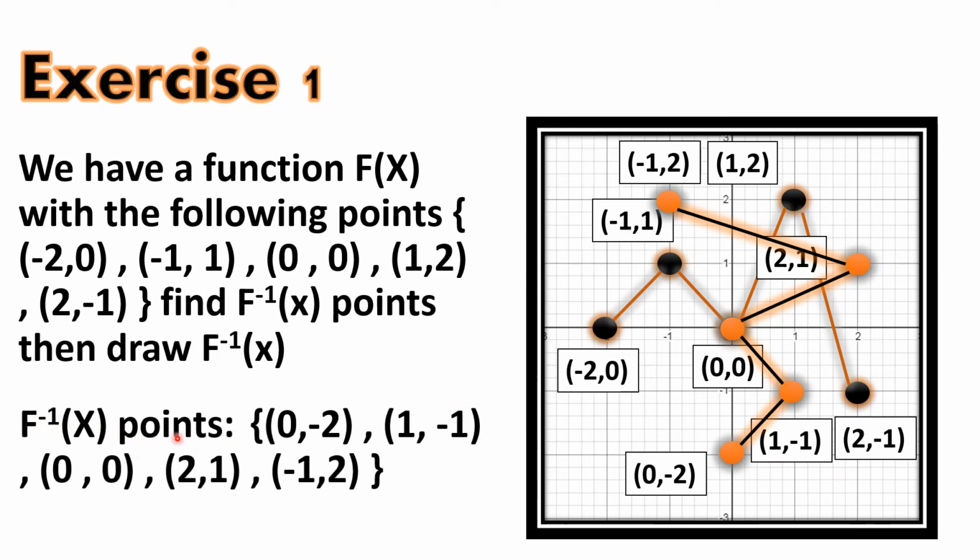This is f negative 1 of x points: 0 and negative 2, 1 and negative 1, 0 and 0, 1 and 2, 2 and negative 1, will be negative 1 and 2.